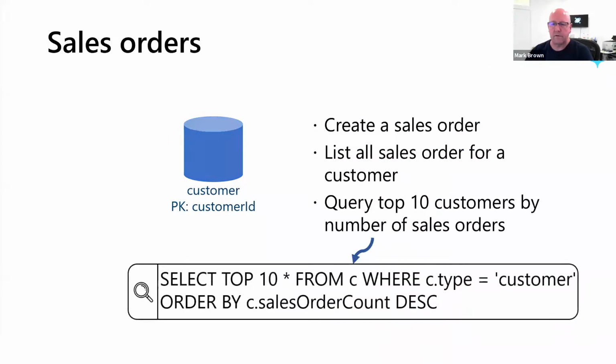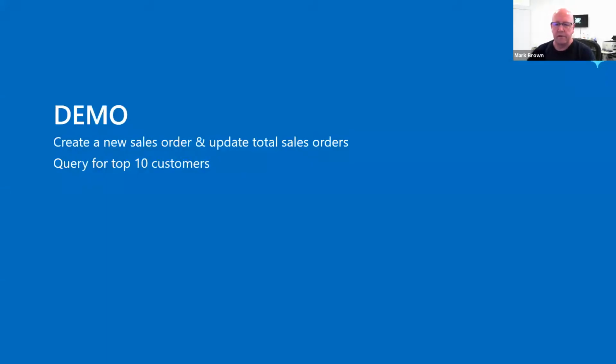Okay, so this would be the query we could run now: select top star from C where C.type equals customer, order by C.salesOrderCount in descending order. So that's the query that's going to satisfy that.